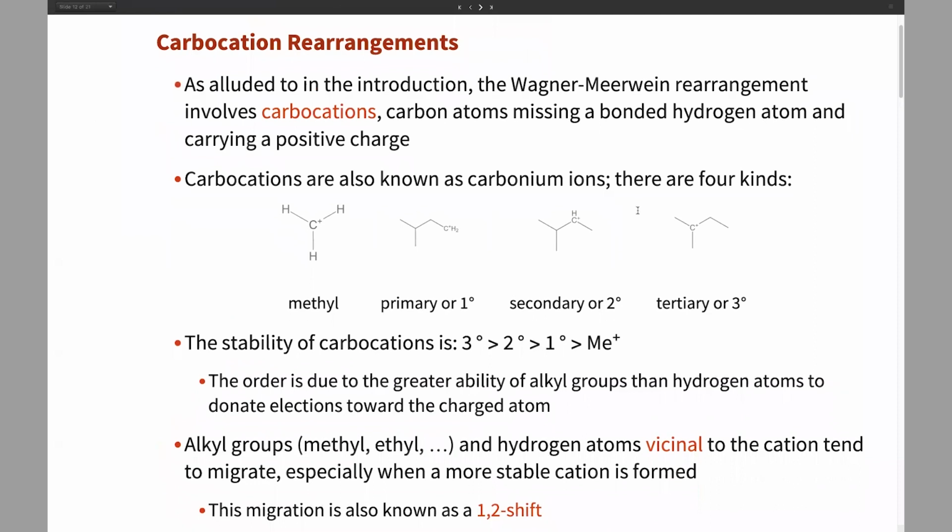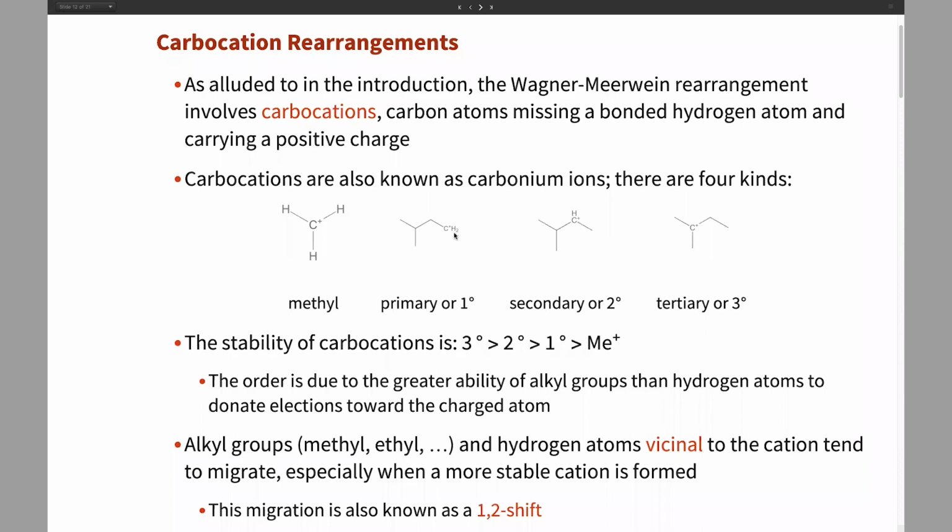It's based on carbocations. These are molecules that have carbons in them that bear a positive charge. There are 3 different kinds of them. These are the names: methyl, primary, secondary, or tertiary. And it depends on how many carbons are attached to the carbon that bears the plus charge. And the more carbons that are attached, the more stable it is. And that's because the carbon atoms can donate electrons toward the carbon that bears the charge, which stabilizes it.